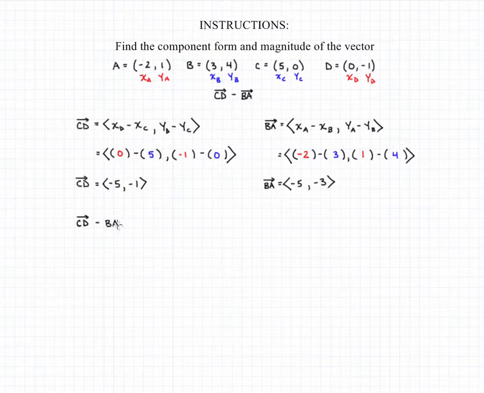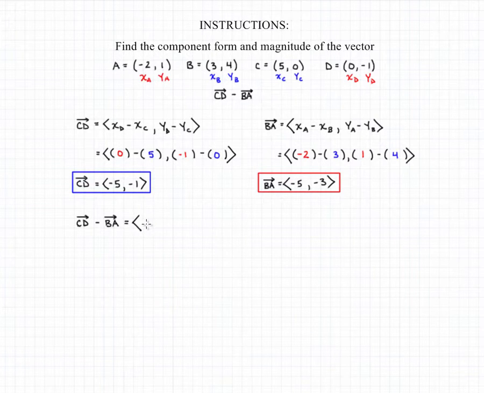And the way that we subtract vectors is we subtract their individual components. So we're going to subtract the x components and the y components from CD and BA. So since we're starting out here with CD minus BA, we start with the components from CD and subtract the components from BA. So the x component of CD is negative 5. We're going to subtract the x component of BA, which is also negative 5. And then we'll take negative 1 and subtract negative 3.